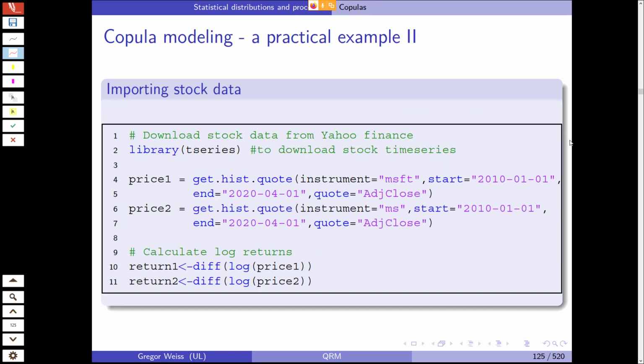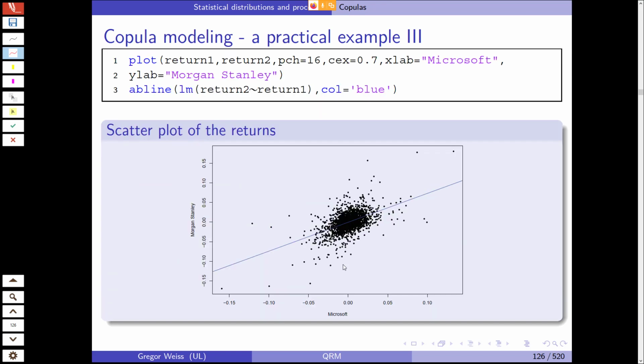So we download the data. We get price 1, price 2. Those are the price data. We calculate in lines 10 and 11 the return data as the log returns. Very simple. We then plot the data, Microsoft against Morgan Stanley. We can see already that the dependence structure could be elliptical, but that's not so sure.